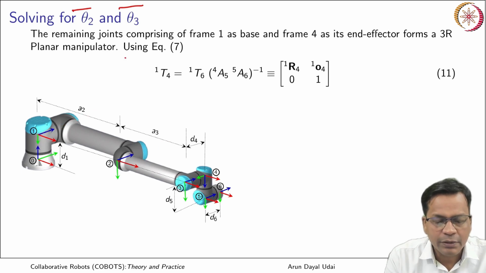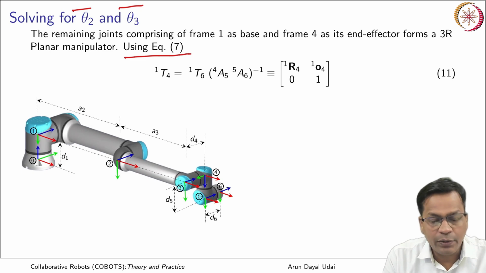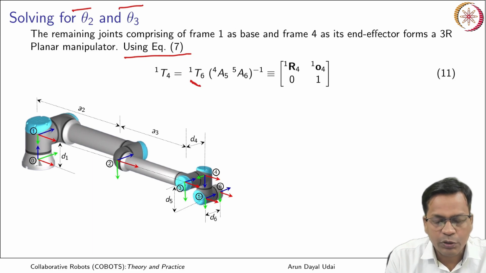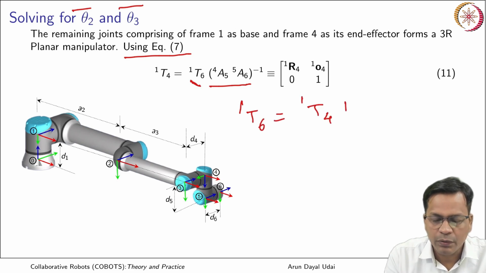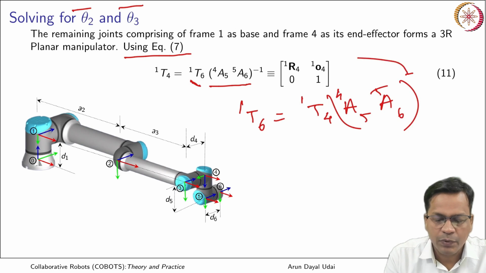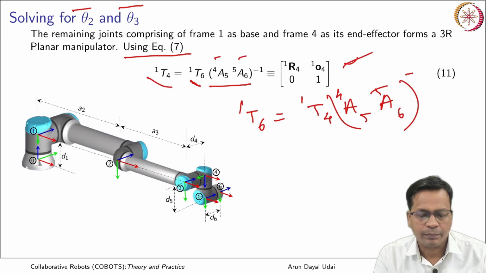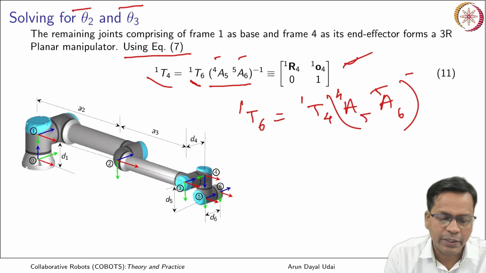Now using equation 7, what was that? T1 to 6. T1 to 6 was already there, in which if I post multiply this with the inverse of this, T1 to 6 would go like T1 to 4 into A4 to 5 and A5 to 6. So this can be taken up here and this is written. T1 to 6 was already given because you already have the end effector position and orientation. So this was known. These two can be evaluated using theta 5 and theta 6.